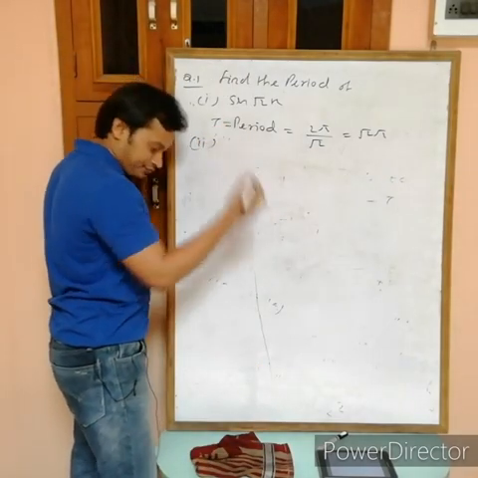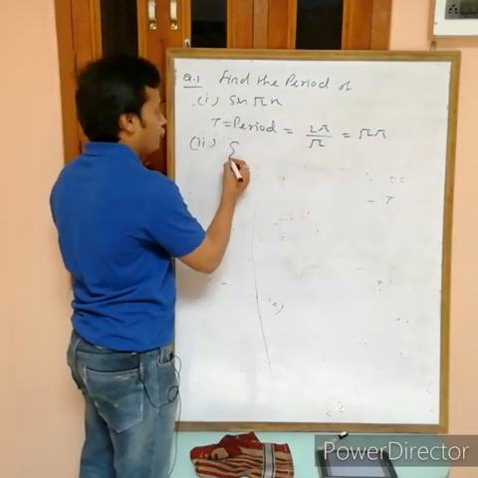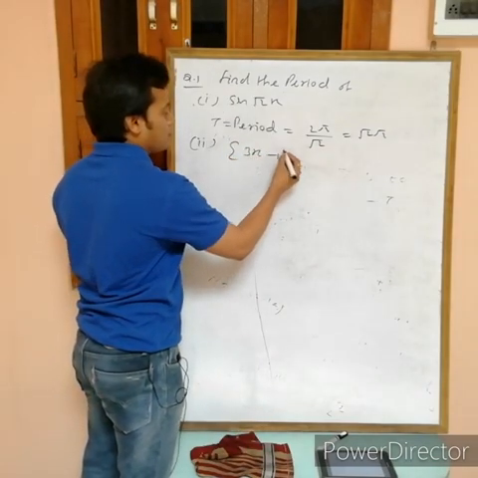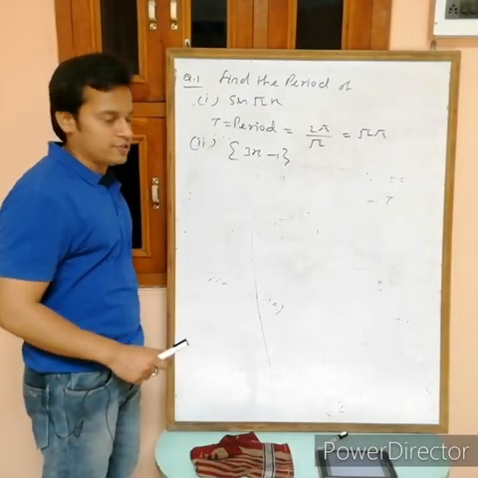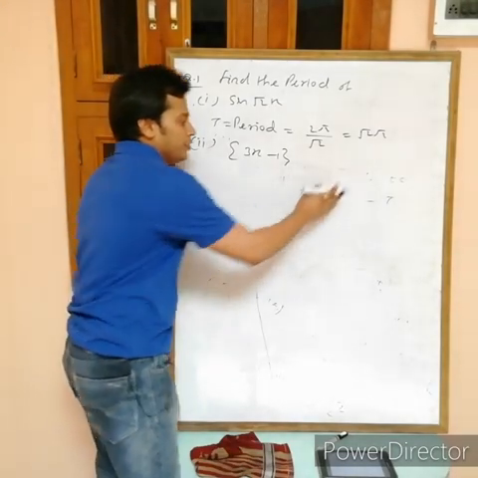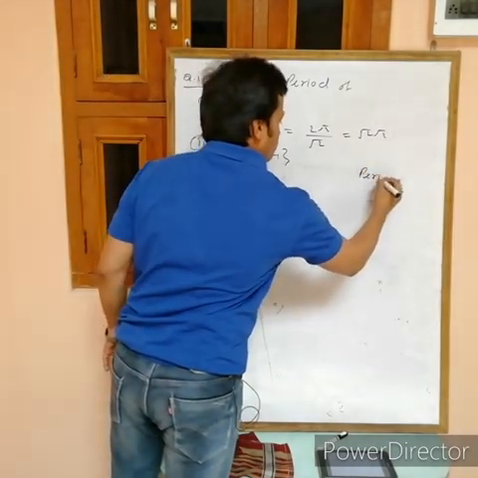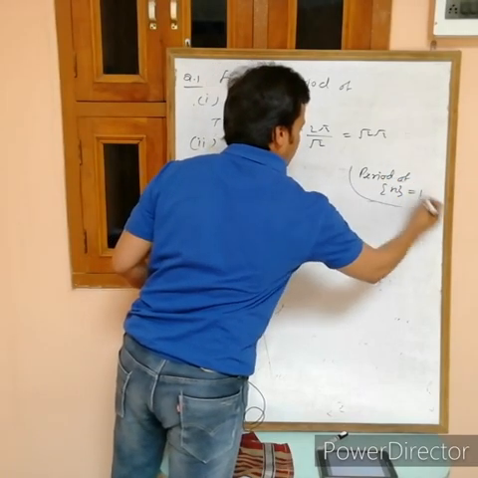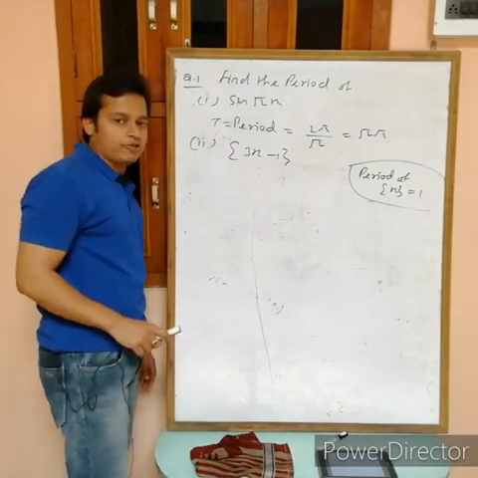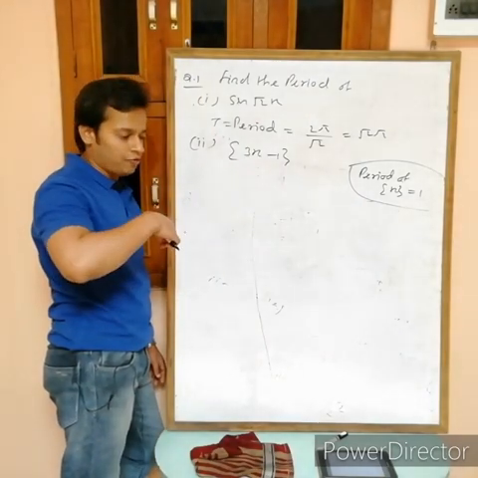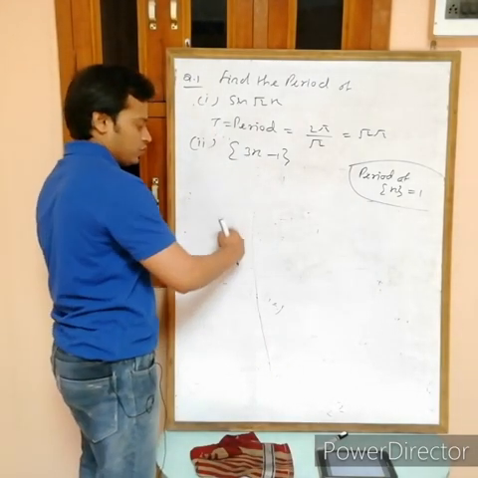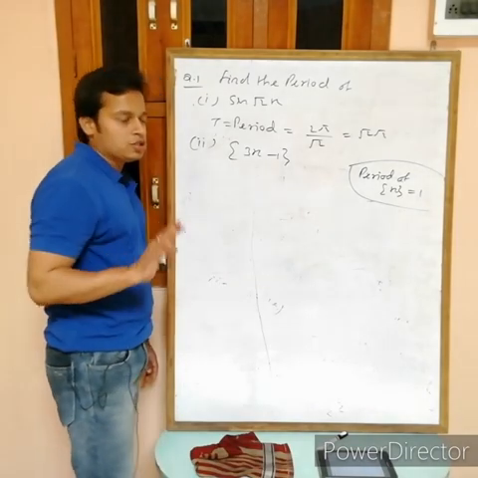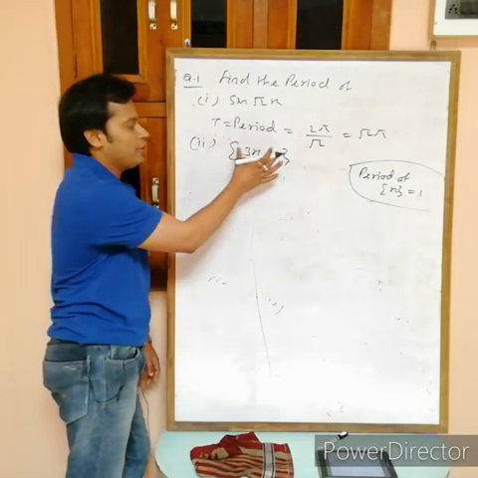Second one: fractional part of 3x minus 1. Now you want the period of this one. Do you know that the period of the fractional part of x is equal to 1? If you draw the graph, then after 1 unit we have the same graph, this one, this one, this one. So the period of this one is equal to 1, but you want the period of this one.